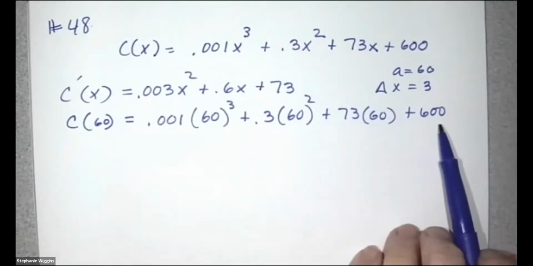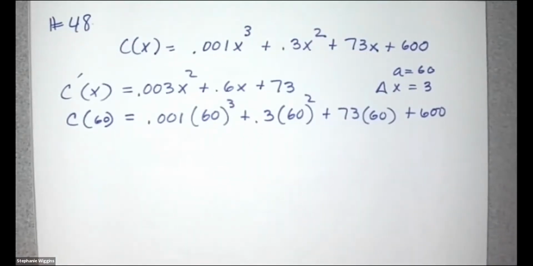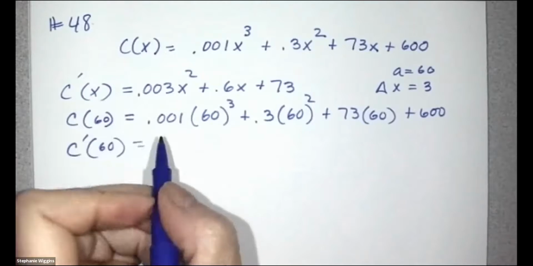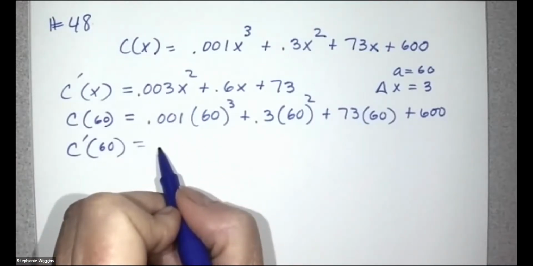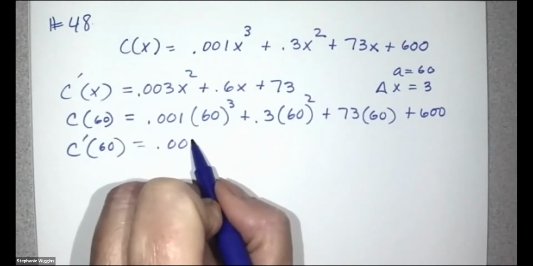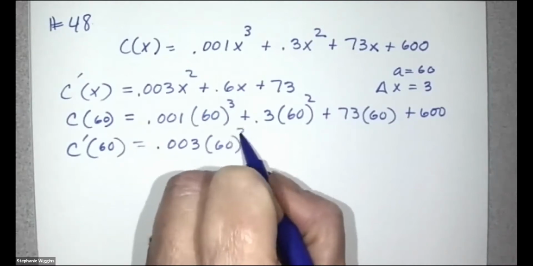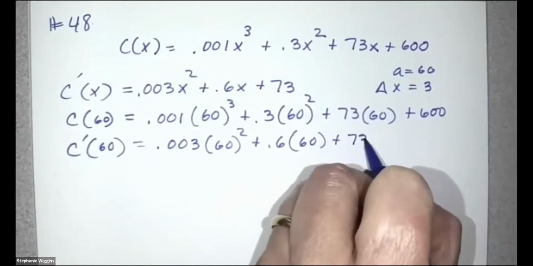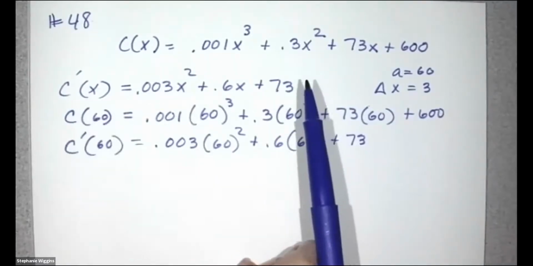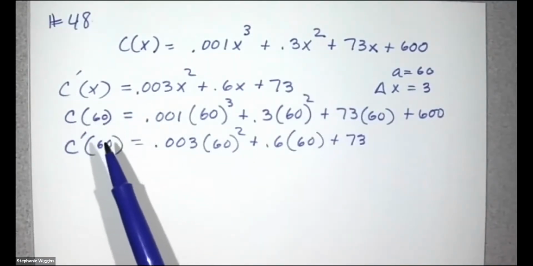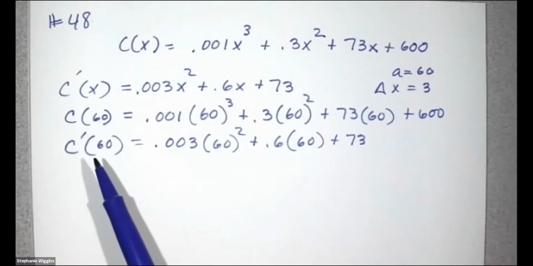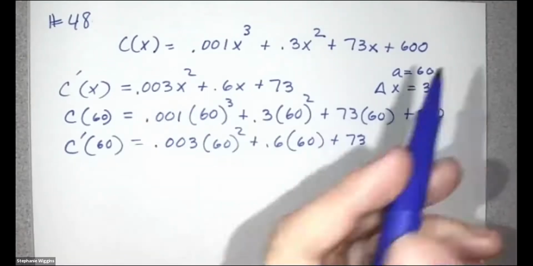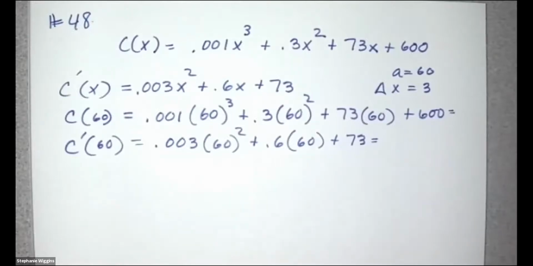All right, so we plug 60 into our original function, and we're also going to evaluate the derivative at 60. So the derivative is going to be 0.003 times 60 squared plus 0.6 times 60 plus 73. So you find the derivative, then you evaluate both the original cost function and the marginal cost at your 60, which is your A value. And now that you've got all that information, let's go ahead and calculate those numbers to see what we get.